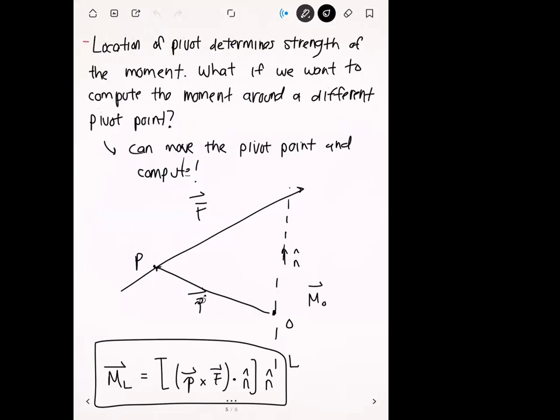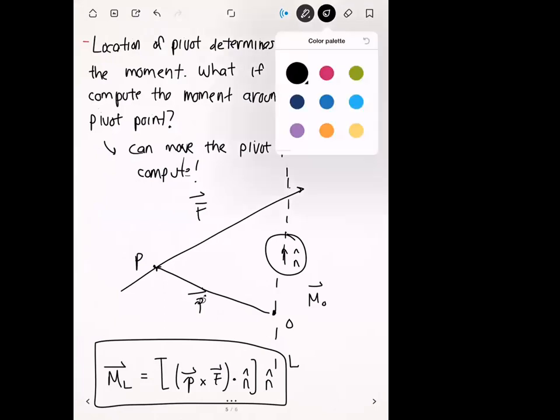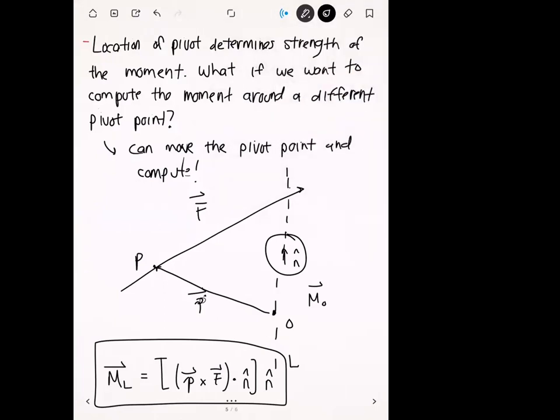Yeah. Sorry, I was a little bit disorganized here. This n hat right here is a unit vector that points in the same direction as L, right? L is this dotted line right here. So n is just a unit vector that points in whatever direction you want to compute the moment on.